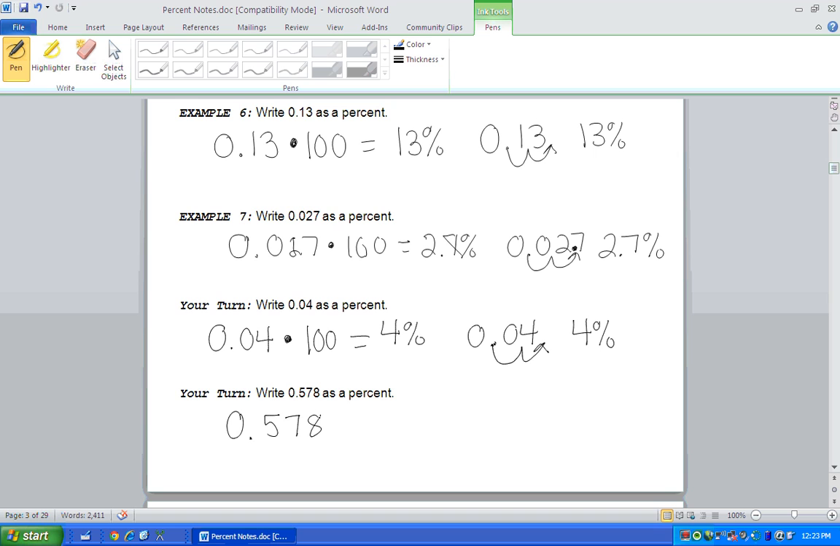578 thousandths, we'd move the decimal 2 place values to the right, tenths, hundredths, or you can multiply by 100, and hopefully you got 57.8%, and the way you would read that is 57 8/10ths of a percent.